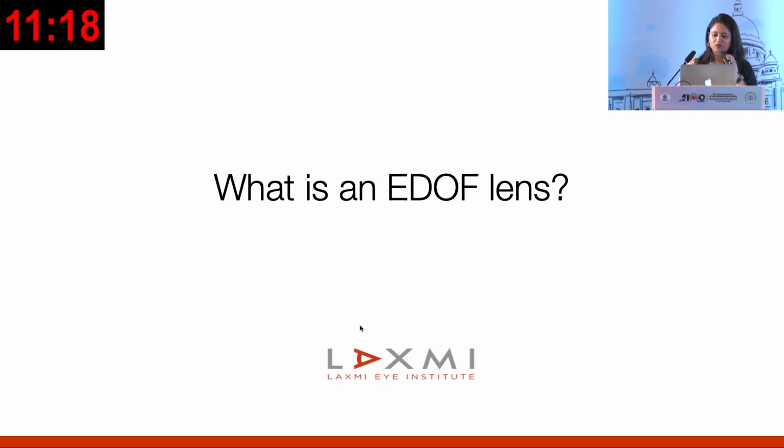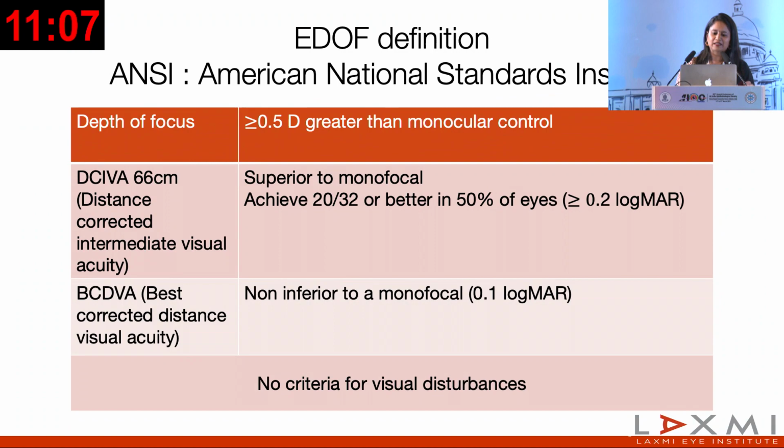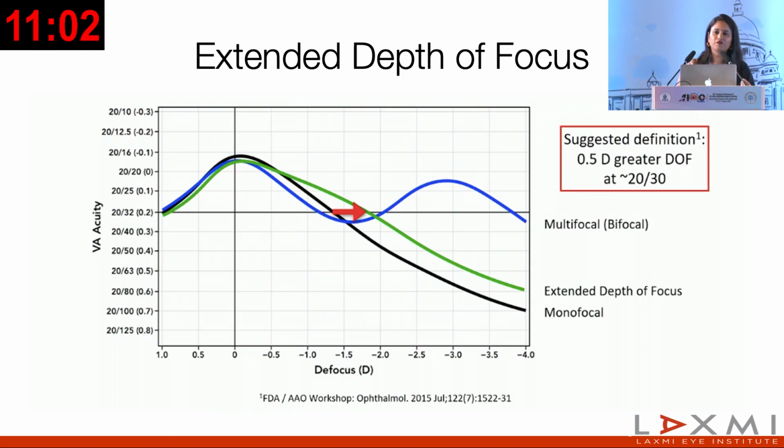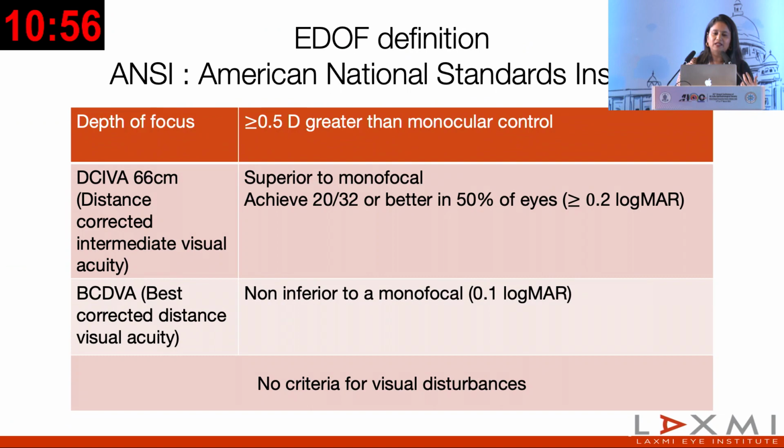I want to discuss a few updates that we've looked at on the EDOF lenses in the past, but I think that begs the question: what really is the definition of an EDOF? So the American National Standards Institute has defined an EDOF to have a depth of focus which should be 0.5 diopters more than what a monofocal lens gives. It also says that the distance corrected intermediate vision should be 20 by 30 or better in at least 50% of eyes. So it needs to be superior to a monofocal. The corrected distance visual acuity should not be less than a monofocal. And they have not mentioned any criteria for any photic phenomenon.